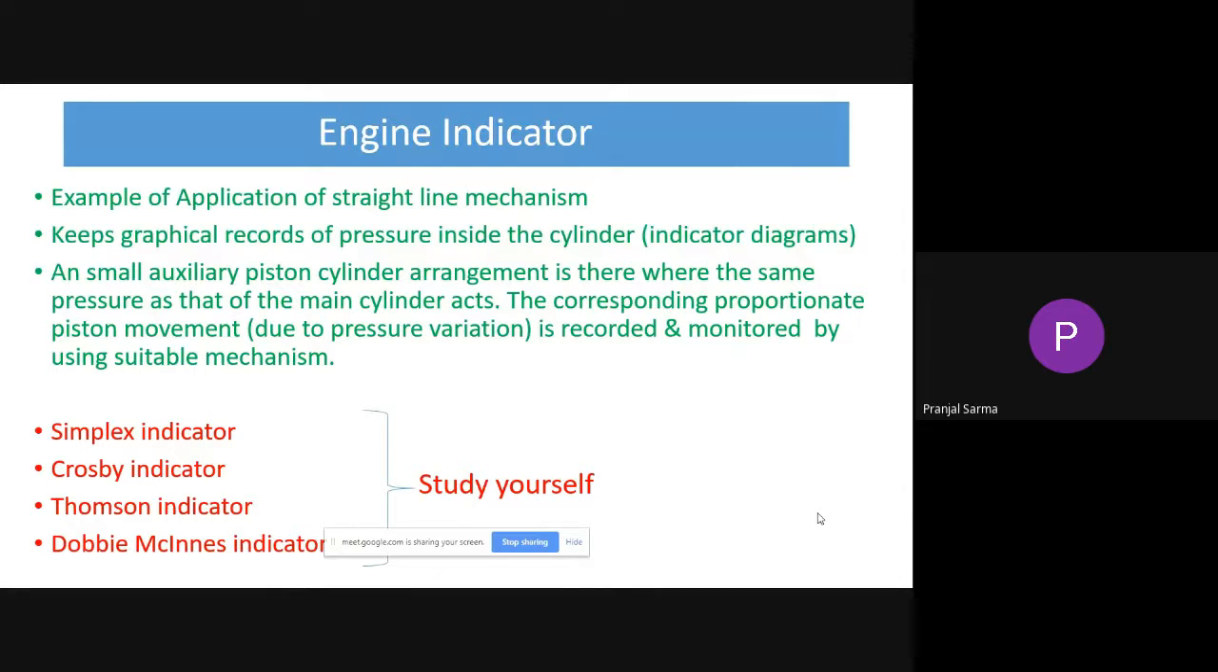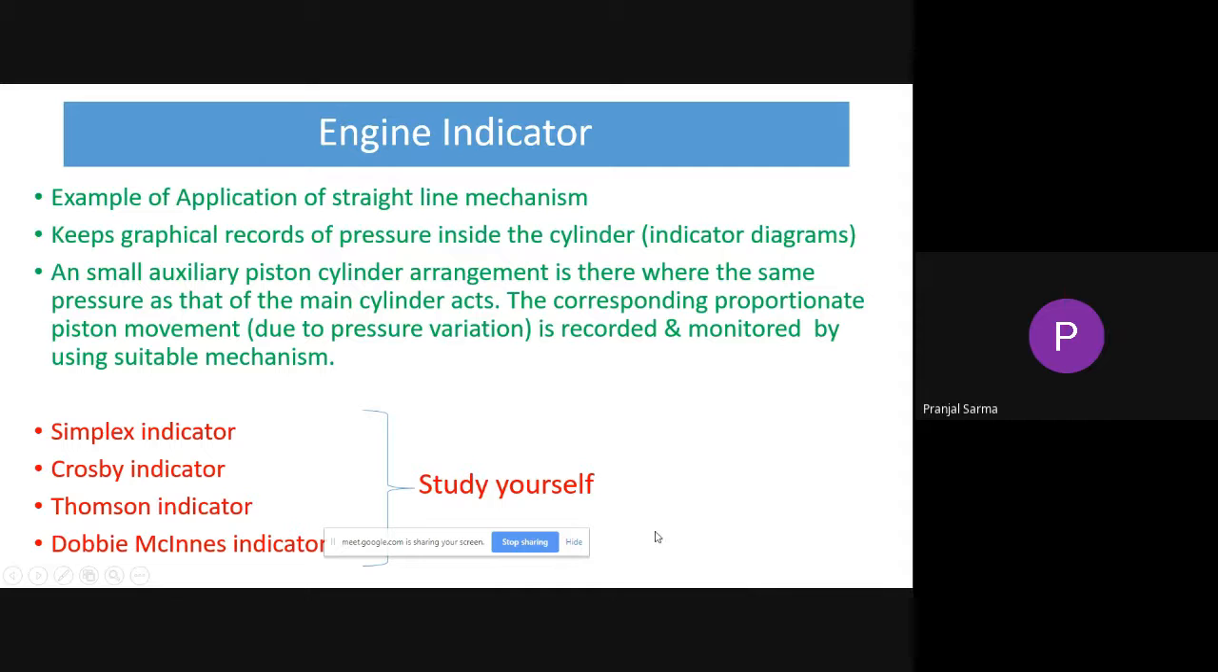If the pressure is more, the piston will be lifted. So we get a proportionate piston movement: due to the pressure variation, sometimes it goes up and sometimes it goes down. If the pressure is lowered by some amount, the piston will move by a corresponding displacement. From the geometry itself, we know how much pressure is required to actuate the piston movement by how much displacement. This proportionate piston movement is recorded and continuously monitored by a suitable mechanism, and that suitable mechanism is nothing but the use of straight line motion. So that is basically the idea about the engine indicator.